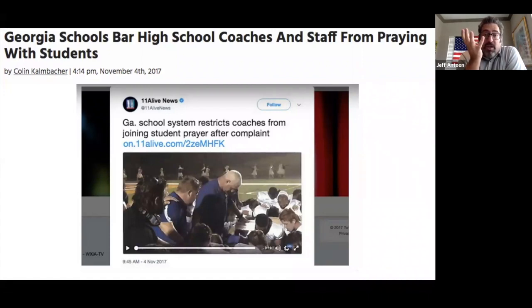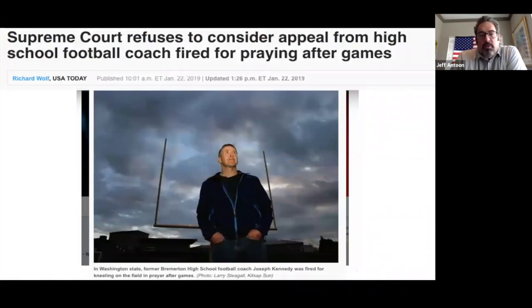Here at Westlake, I know they pray, but who has to lead the prayer? A student. I know in college, at my college in Santa Barbara, we would pray before baseball games. Only the players. There were no coaches with us. So you could still do that, but it cannot be led by a coach, and it cannot happen over the PA system. Famous coach up in Washington state at Bremerton High School. He was fired for praying, and again, they're trying to appeal that.